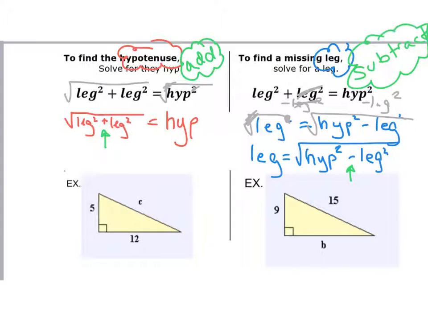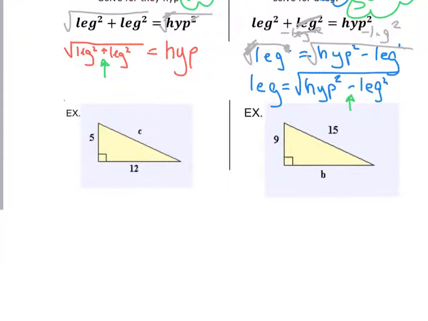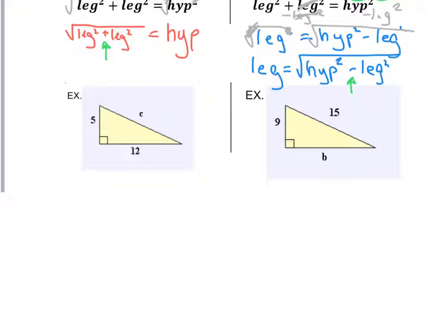So the first question I'm going to ask you every single time is, am I looking for a leg or am I looking for a hypotenuse? Because that's going to tell me what to do inside my square root. Okay? So let's look at these two examples.